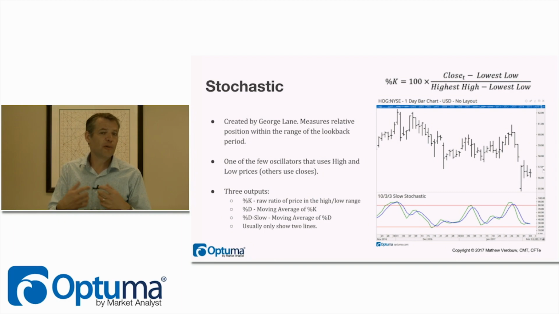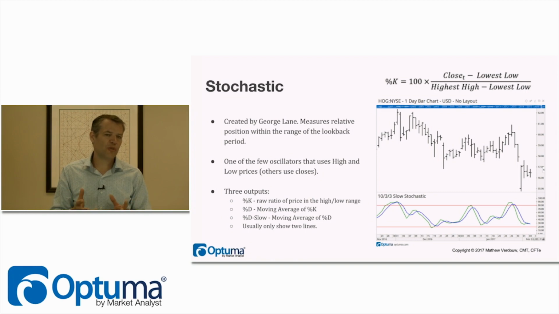Now, in Optuma, we call that a fast stochastic because it's very quick and moves up and down fairly quickly. So what was done to try and slow that down was to take the %D and now do another moving average of that, another 3-period moving average. And it just slows everything down and makes it a little easier to use. In Optuma, that's called a slow stochastic.